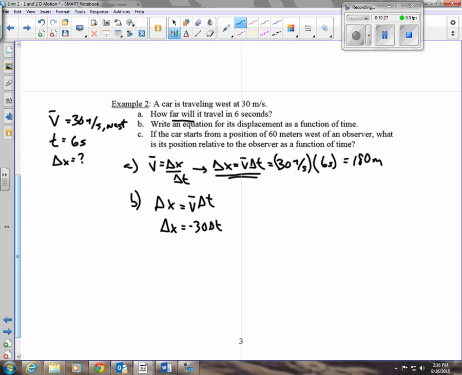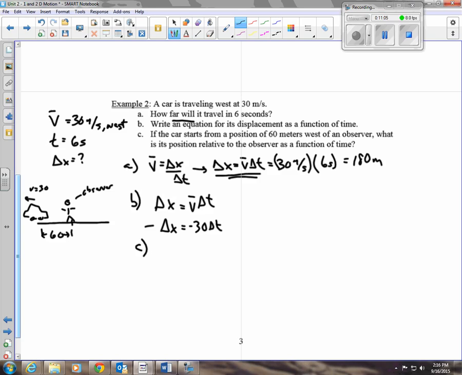Now, for part C, it starts 60 meters west of the observer, and I want to know its position relative to the observer as a function of time. So if I take a look at this, I might do something like this. I have the observer here, and then I have the car starting out here, going this way with a velocity of 30, but he's already starting 60 away to the west.